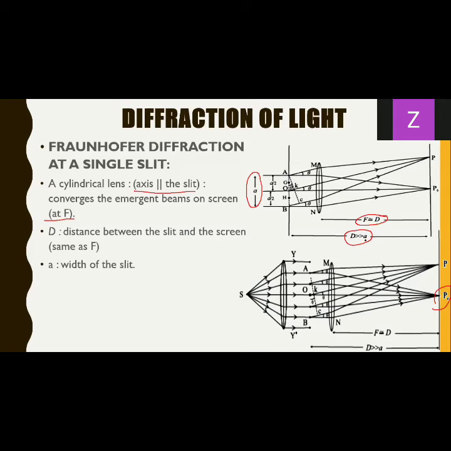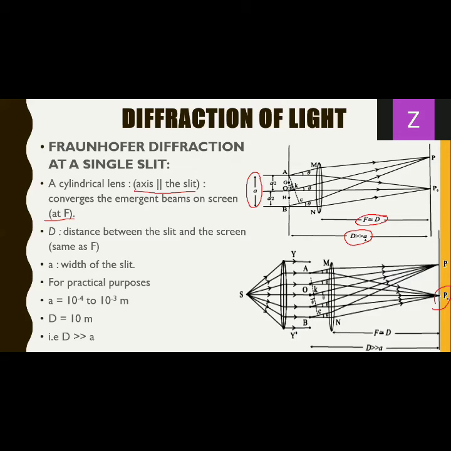Generally, for practical purposes, what is the width of the slit considered? It is 10 raised to minus 4 to 10 raised to minus 3 meter. मतलब क्या? Either 1 millimeter or 0.1 millimeter. And whereas the distance D for practical purposes is considered as 10 meter. So you can see that the value of D, big D, is much greater than A, which is the width of the slit.